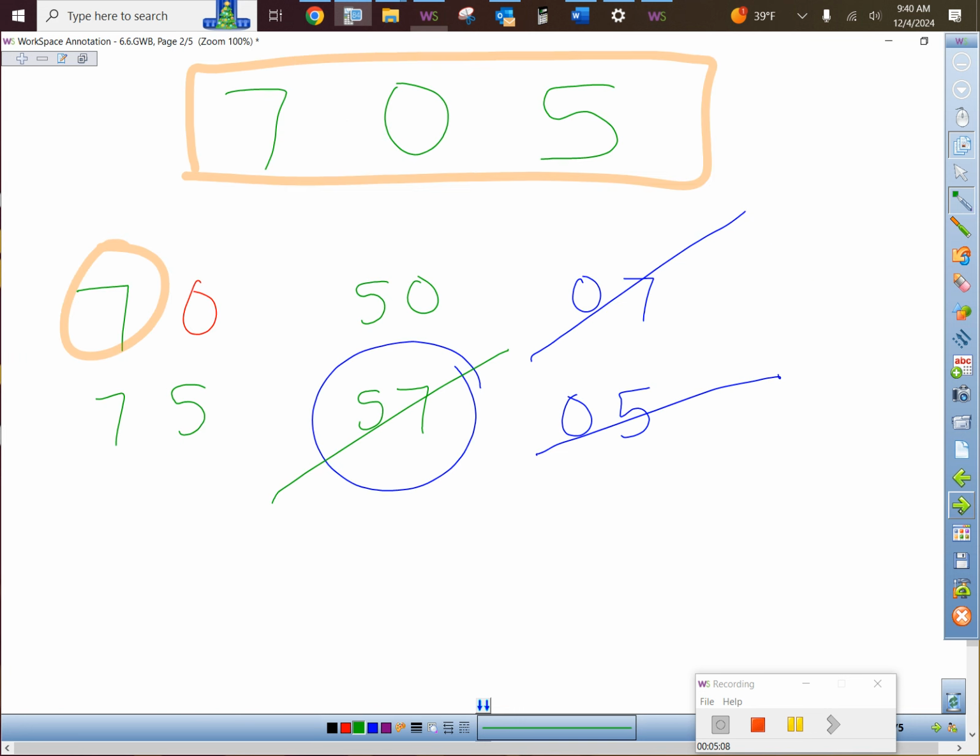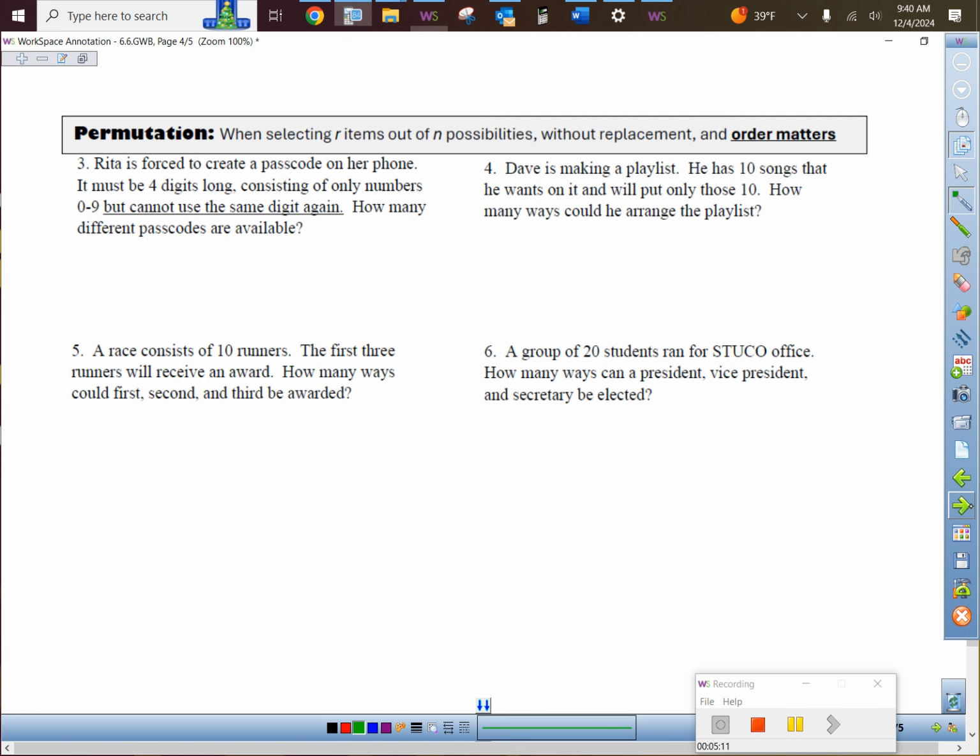The permutations is the real part of this lesson. That's a fancy word. Here's the main thing we'll learn: the order matters on these, but they don't get replaced. So Rita is forced to make a passcode on her phone. It must be 4 digits long, consisting of only numbers. But the weird part is this phone won't let her use the same digit more than once, right? So we'll still draw blanks: 1, 2, 3, 4, because it's a 4-digit passcode.